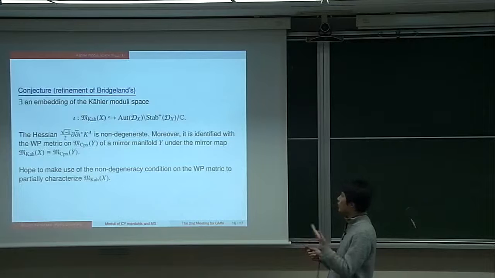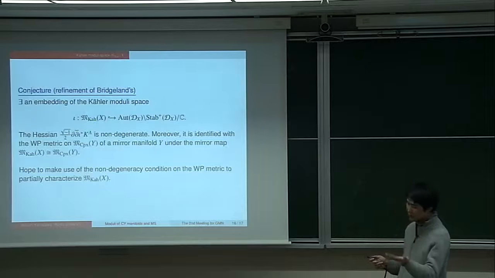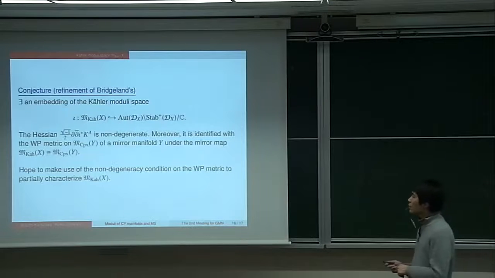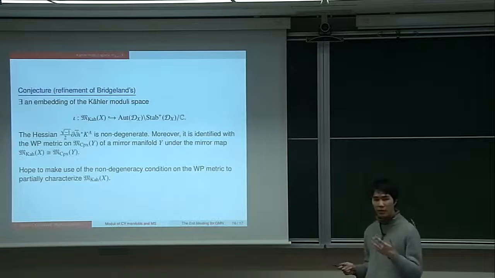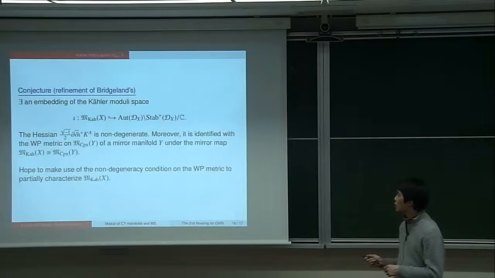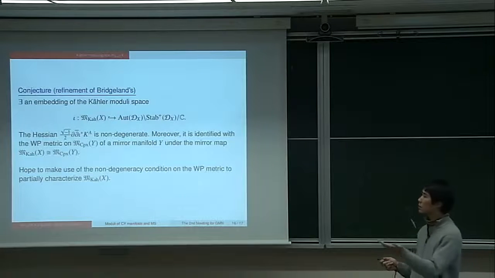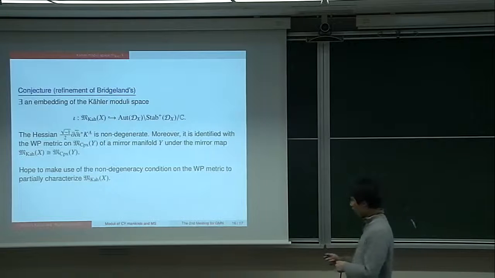Moreover, this is compatible with mirror symmetry, in the sense that under mirror symmetry, the metric here and the classical Weil-Petersson metric can be identified. So we don't know the definition of this Kähler moduli space, but you can make use of the degeneracy condition of our metric to get information about this embedding. This is one application of our work. And that's the end.